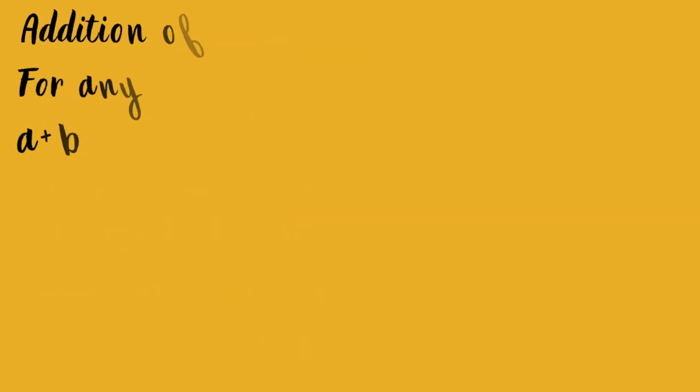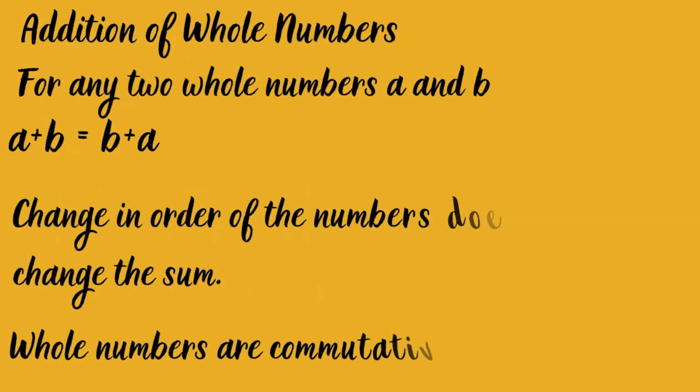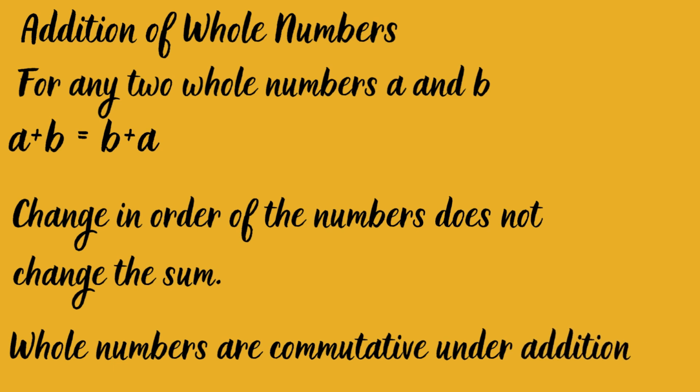Thus, for any two whole numbers a and b, a plus b will be equal to b plus a. Thus, changing the order of the numbers does not change the sum. So, we can say that whole numbers are commutative under addition.